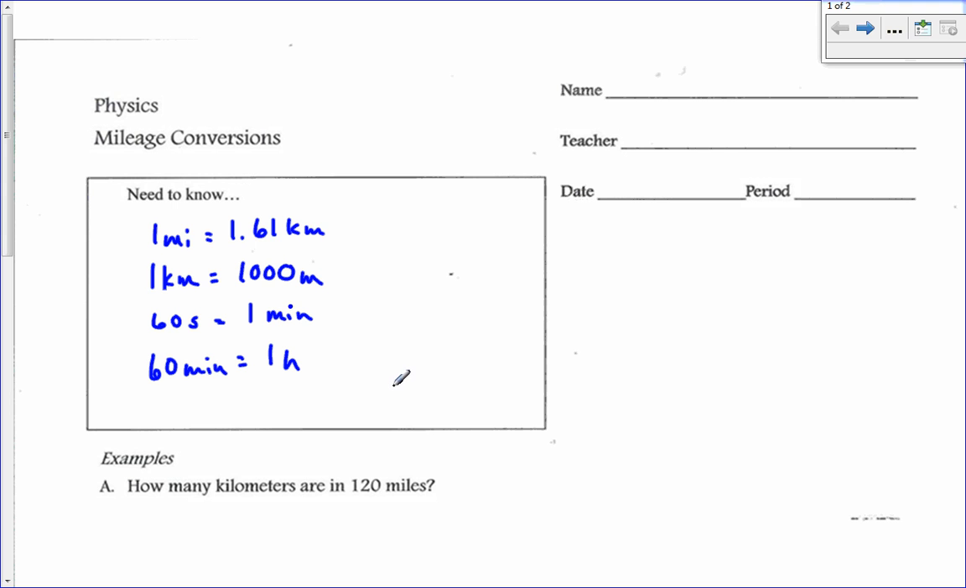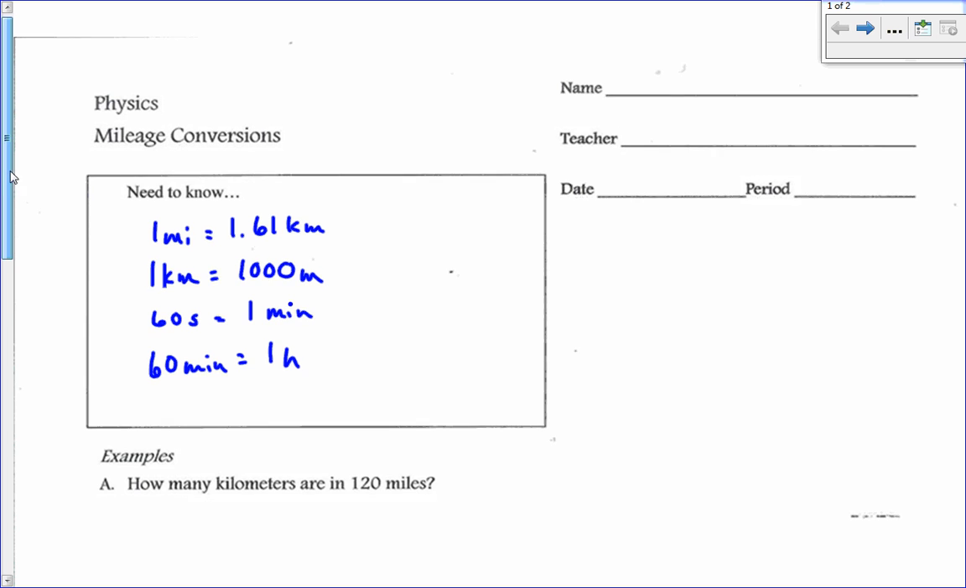Now let's look closely at these equalities. Here we have the unit abbreviation MI, that's for miles. Here we have the unit abbreviation M, that's for meters. And here we have the unit abbreviation MIN, that's for minutes. Be very careful when you're working out your problems and use the correct abbreviation so you don't get confused. Alright, let's work an example problem.